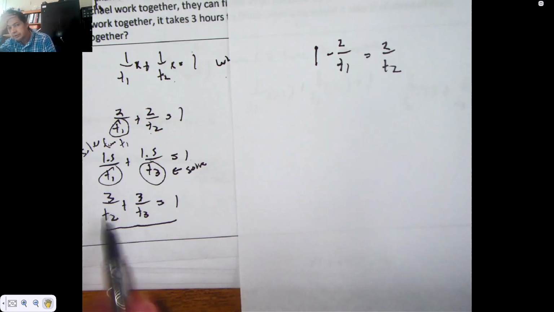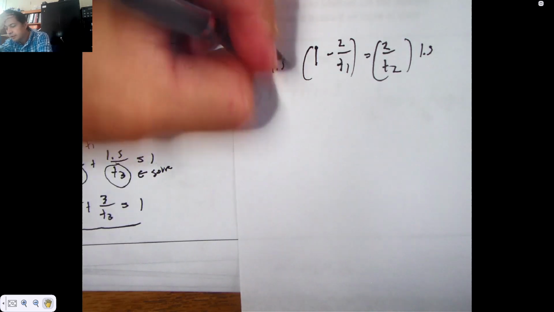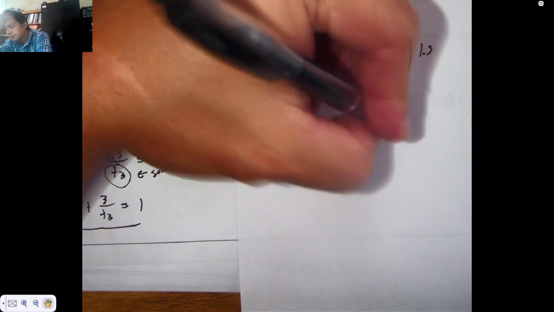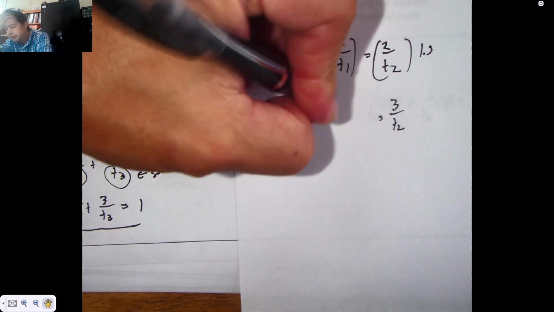I can take 2 over time 1 away from the left-hand side, and that would equal 2 over time 2. 2 over time 2 is really close to 3 over time 2, isn't it? I think if you were to multiply both sides by 1.5, you'd have it, because 1.5 times 2 is 3. So 3 over time 2 is equal to 1.5 minus 3 over time 1.